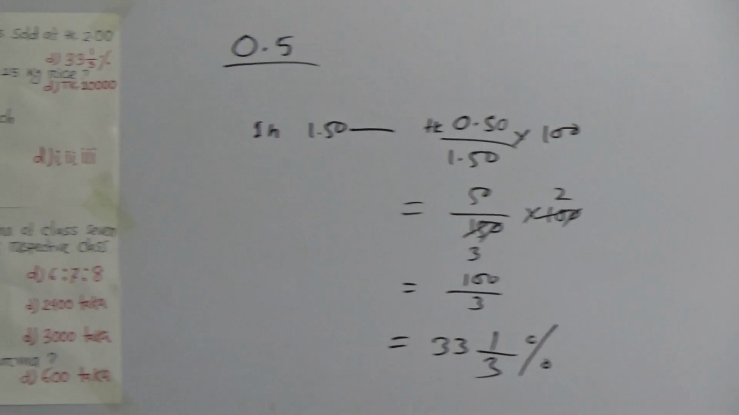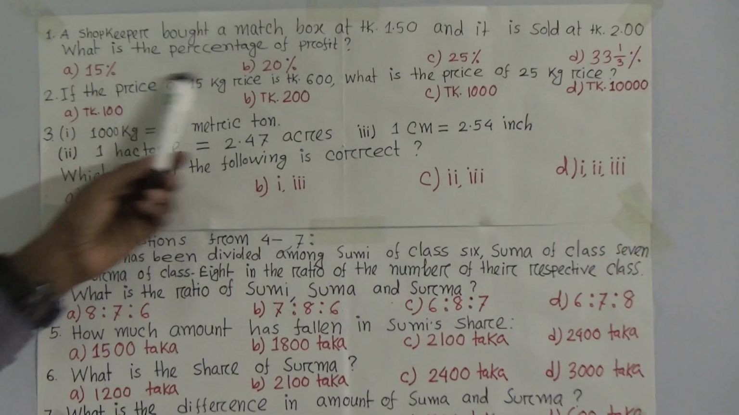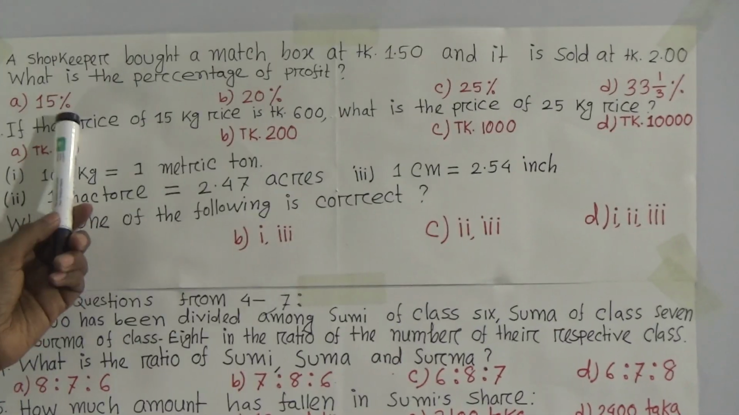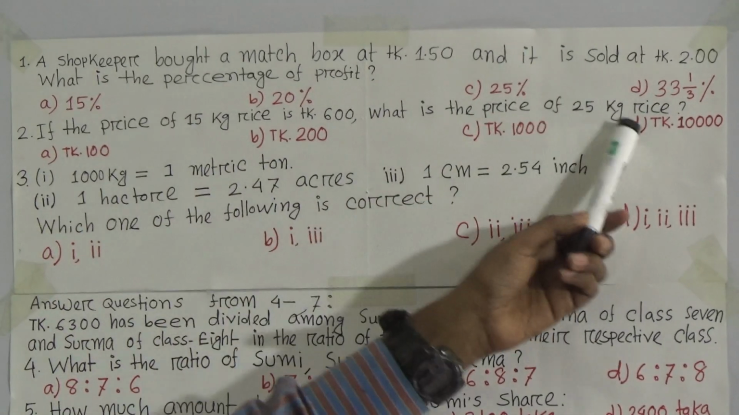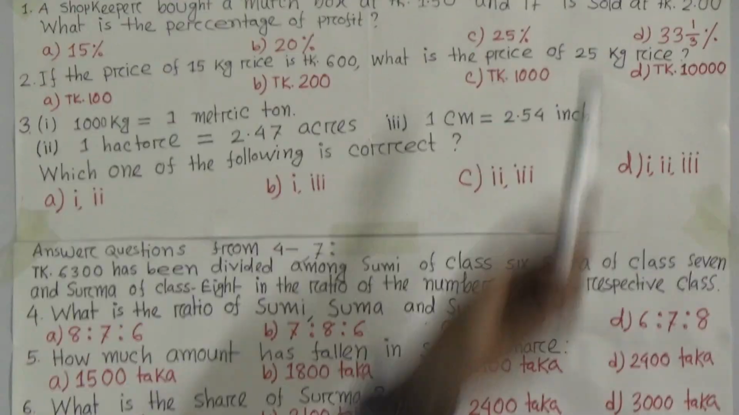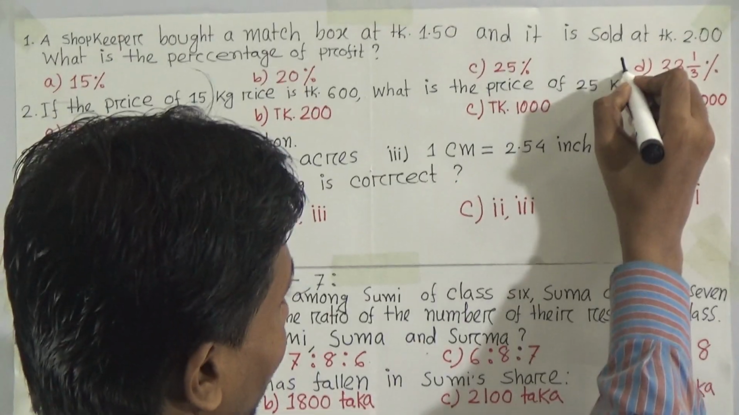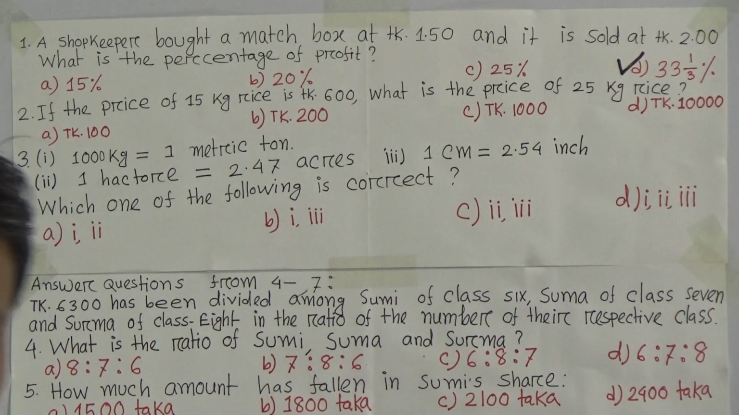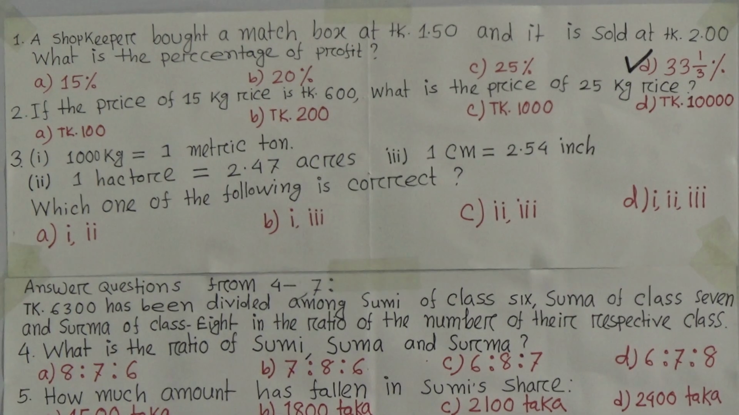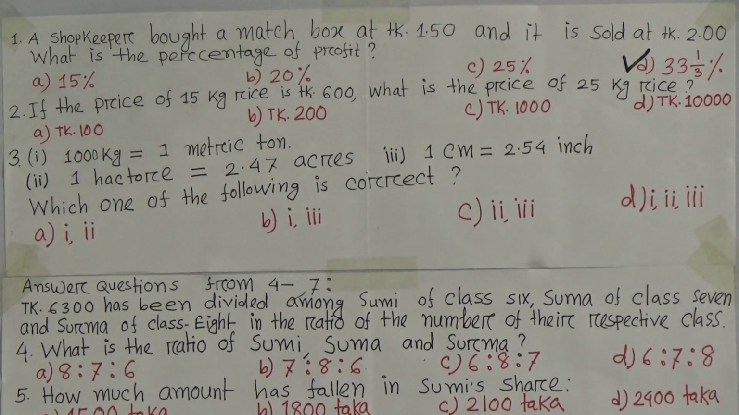Okay, so dear student, you see among the options A, B, C and D, which one is correct? You say, sir, obviously D is correct. Okay, so I have given a tick sign in D. I hope you understood. Now I will discuss question number 2.